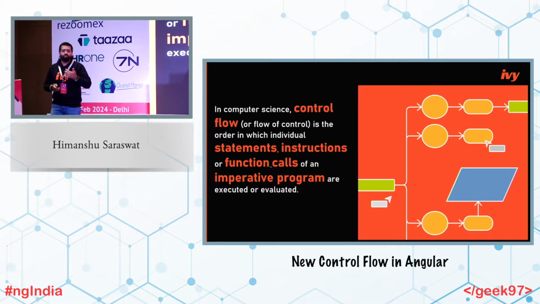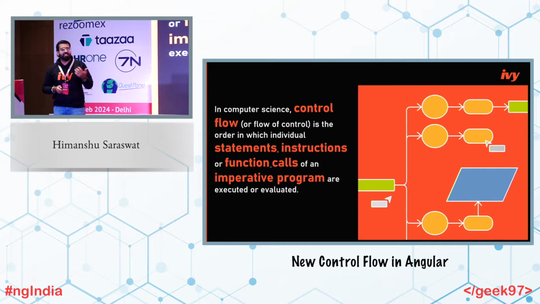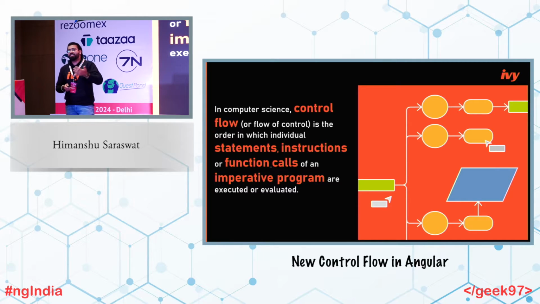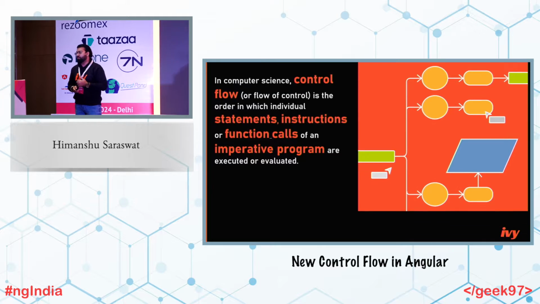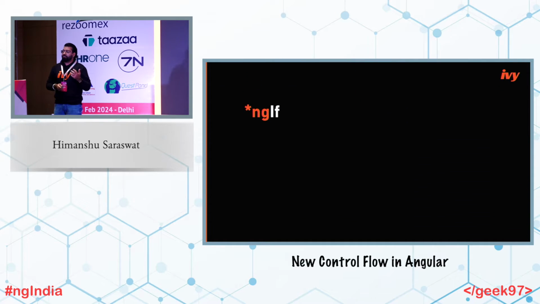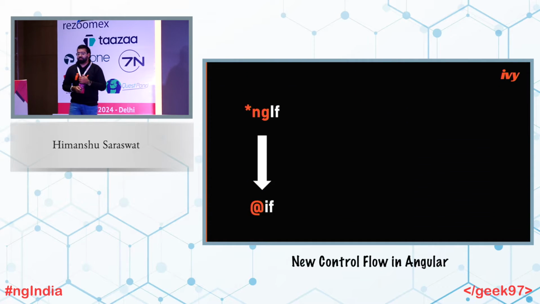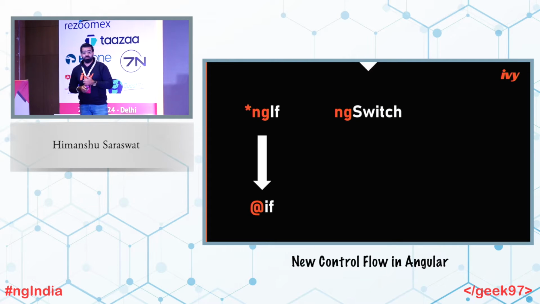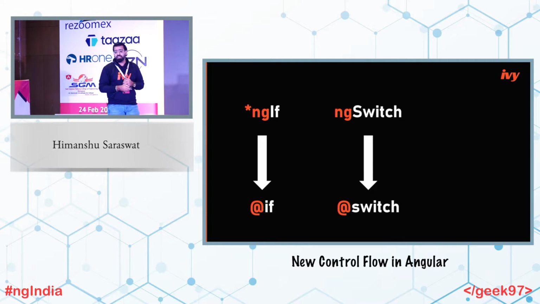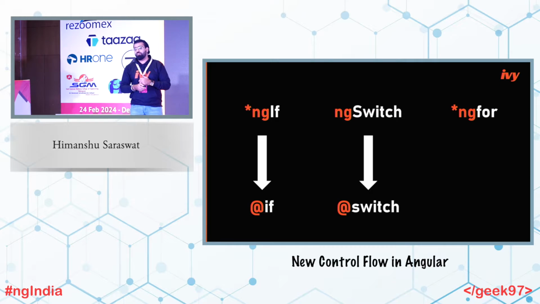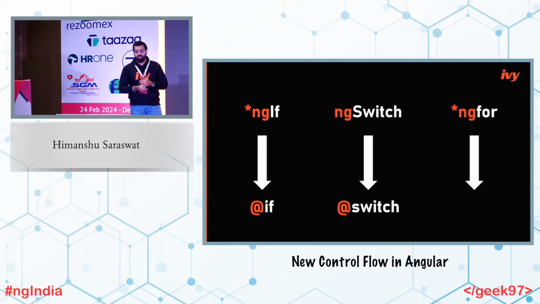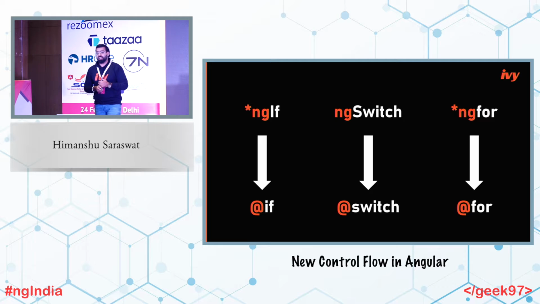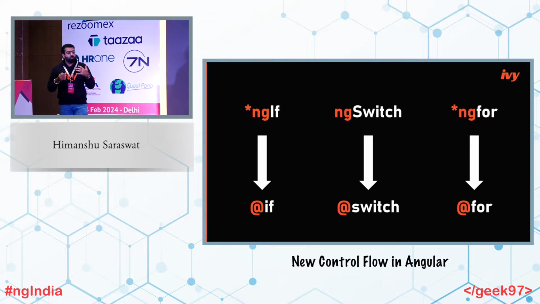There has been a huge change in how we used to write code, the ngIfs, the ngFors, the ngSwitch. So let's see what changes we have gone through. ngIf has now become something like this, @if. ngSwitch has now become something like this, @switch, and same goes for your favorite ngFor, which becomes something like this, @for. But where the hell this @ came from?